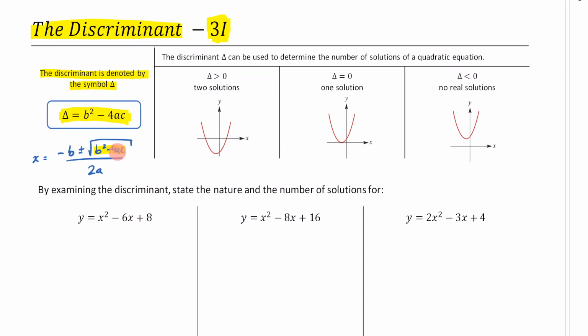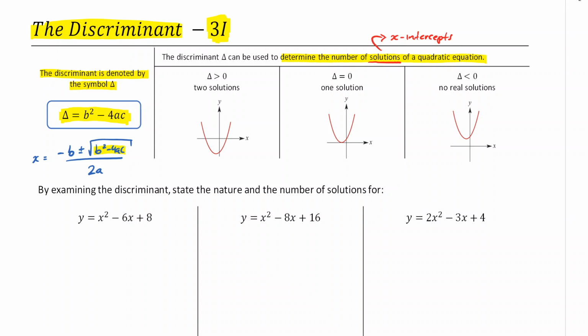Now, what's the point of that? What's the point of isolating the discriminant and giving it a fancy name? Here we are. The discriminant can be used to determine the number of solutions of a quadratic equation. Where it says solutions, this is going to be the same thing as x-intercepts. So we can figure out the number of x-intercepts of a quadratic equation.